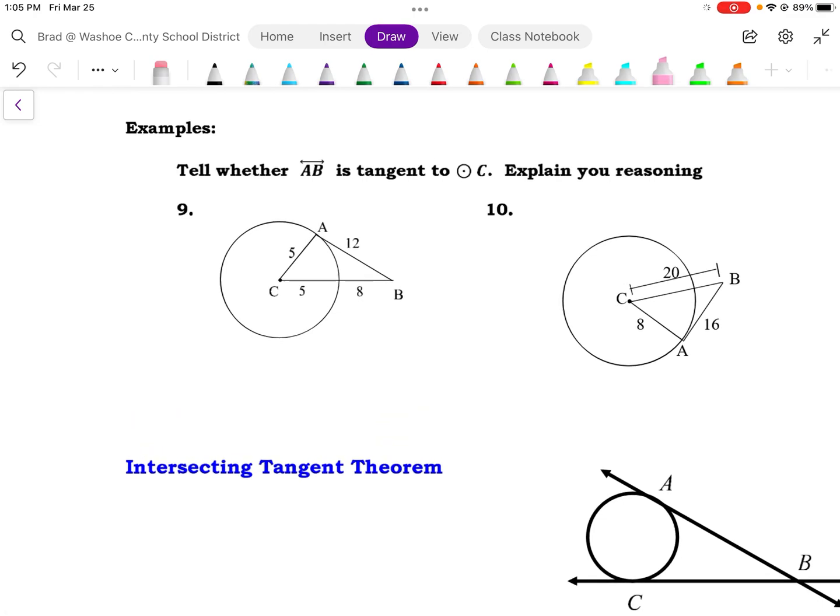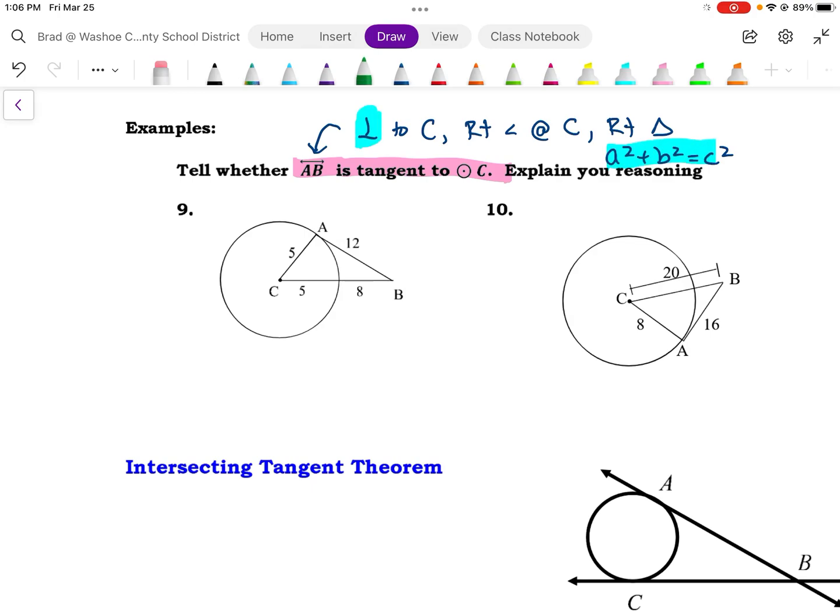Because, oh wait, there it is. It's going to say, is AB tangent to C? So if AB is tangent to C, then it has to be perpendicular to C, which means there needs to be a right angle at C, which then means there needs to be a right triangle, which means a squared plus b squared equals c squared. So the moral of the story is perpendicular, a squared, b squared, c squared. So this is going to be my point of tangency. We'll say it's the point of tangency again. So we're going to say, is this right here going to be a right angle?